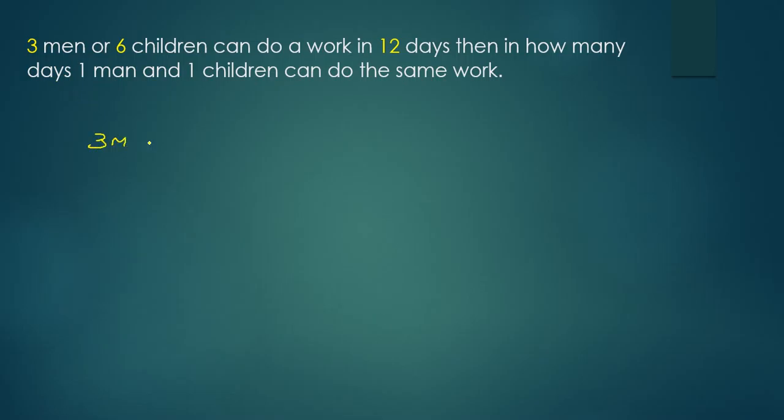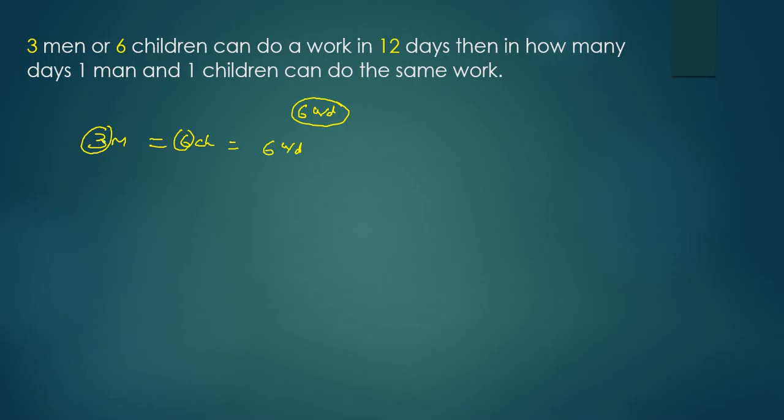3 men or 6 children means efficiency of 3 men equal to efficiency of 6 children. Assume that they are doing 6 units per day. How am I choosing 6 units? Simply assume that they are doing 6 units per day. How am I getting this 6? Simply LCM of 3 and 6.